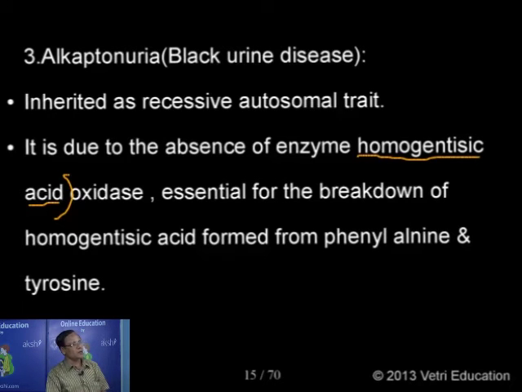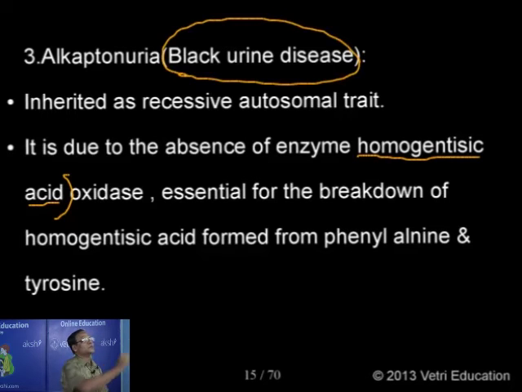It is excreted along with urine. On exposure to the atmosphere, this acid undergoes oxidation so that it turns black in color, causing the urine to turn black. That is why the disorder is also called black urine disease, alkaptonuria. Alkapton is present.